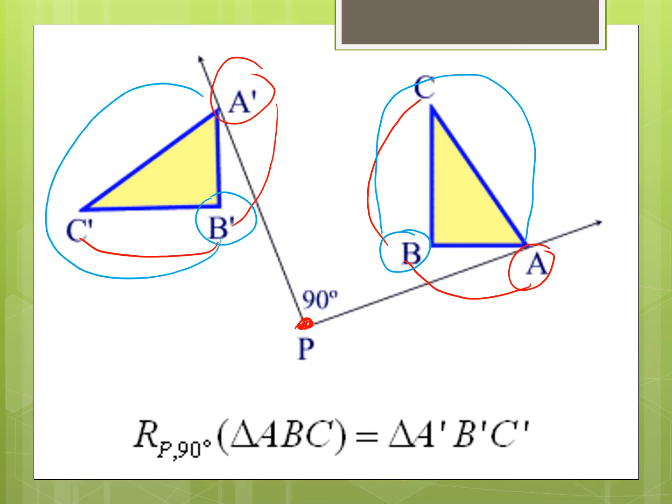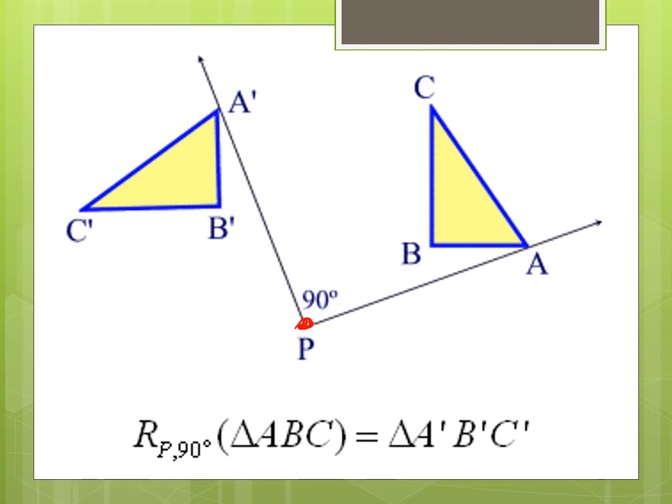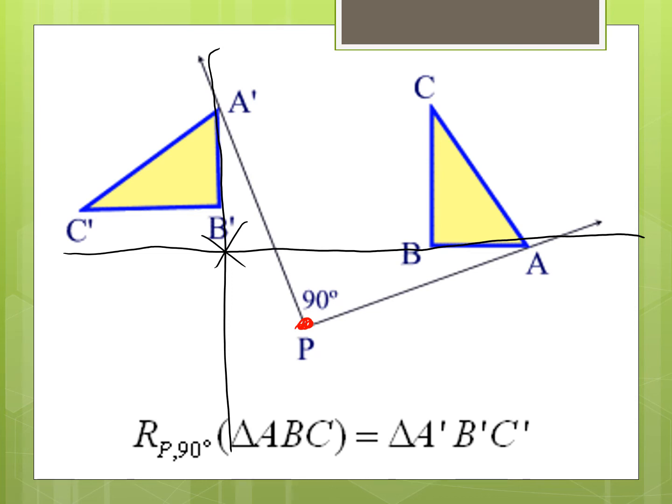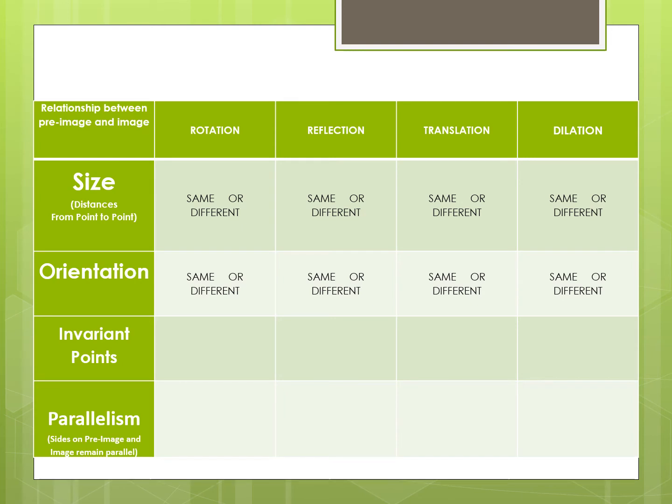And then finally, parallelism. And again, I'm going to draw for that one because it's going to be the easiest way to see it. Let's just focus on one side. So AB, if I extend it, is this side of the pre-image. A prime, B prime, if I extend, is that side. Well, they sure are not parallel because they're crossing right there. So they are not parallel. So just review that. A rotation is going to keep the same size. The orientation will stay the same. Points that don't change is going to be the center of rotation, and it does not preserve parallelism.